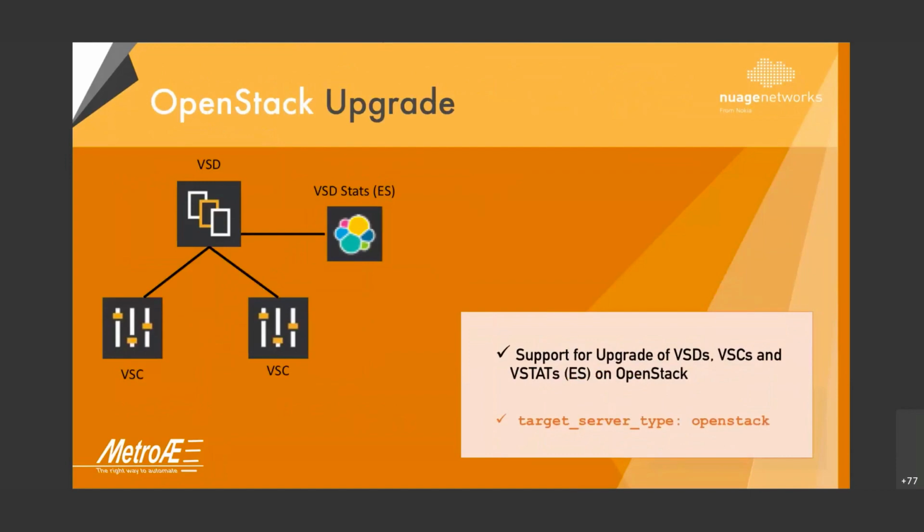We also support VSP component upgrades on OpenStack. The VSD, VSC, and Elasticsearch components can all be upgraded on the OpenStack installation that Brian was mentioning a few minutes ago. The user needs to specify the target server type as OpenStack and add the changes to the upgrade.yaml file. And once the user runs upgrade for that specific component name, or the entire upgrade everything, then the upgrade will take care of everything.